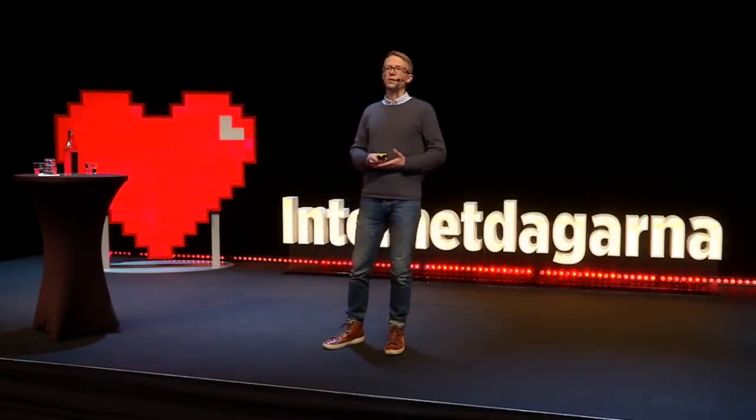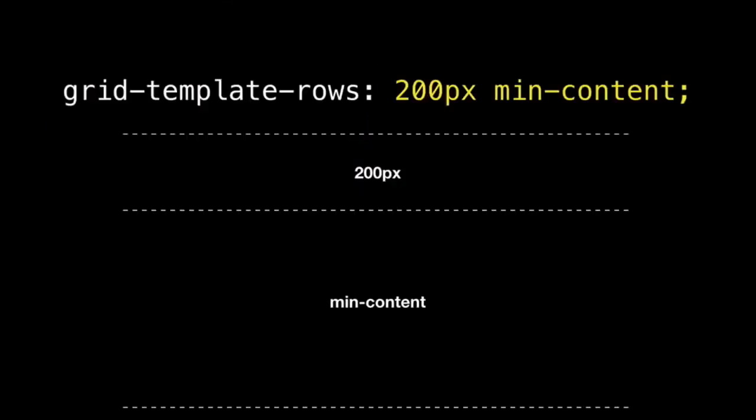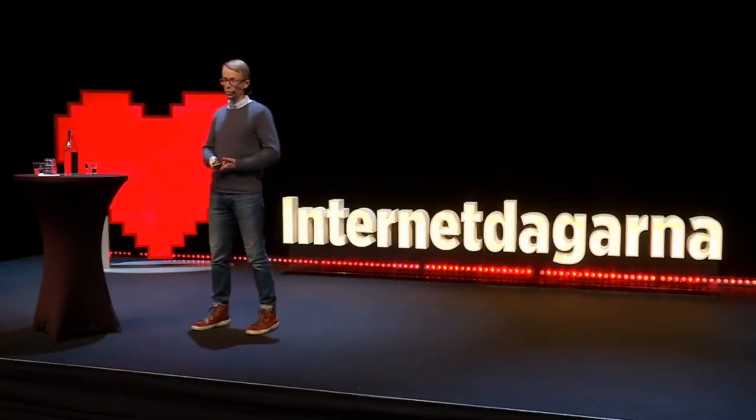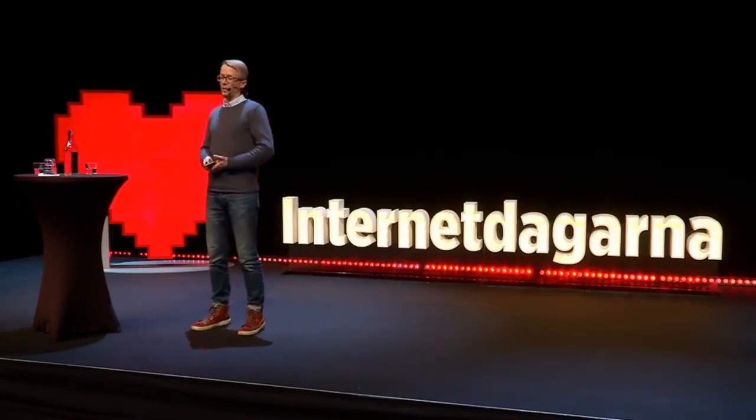So here I'm creating a 200 pixel header row, and then the rest is allocated to whatever the content needs as a minimum. There's also a max content keyword. And there's loads more of these keywords in CSS Grid, and I haven't got time to go through all of them, unfortunately. But it means we get a lot of flexibility in defining rows and columns.